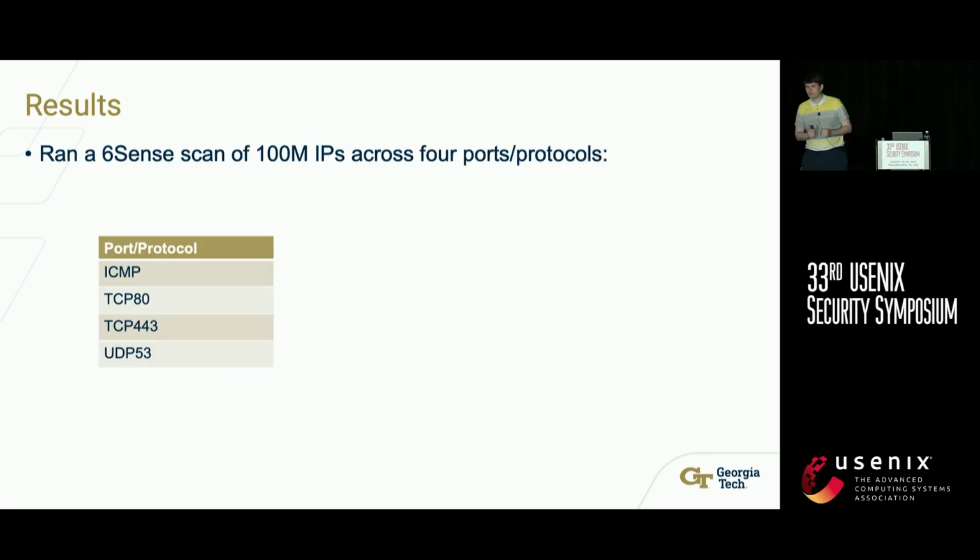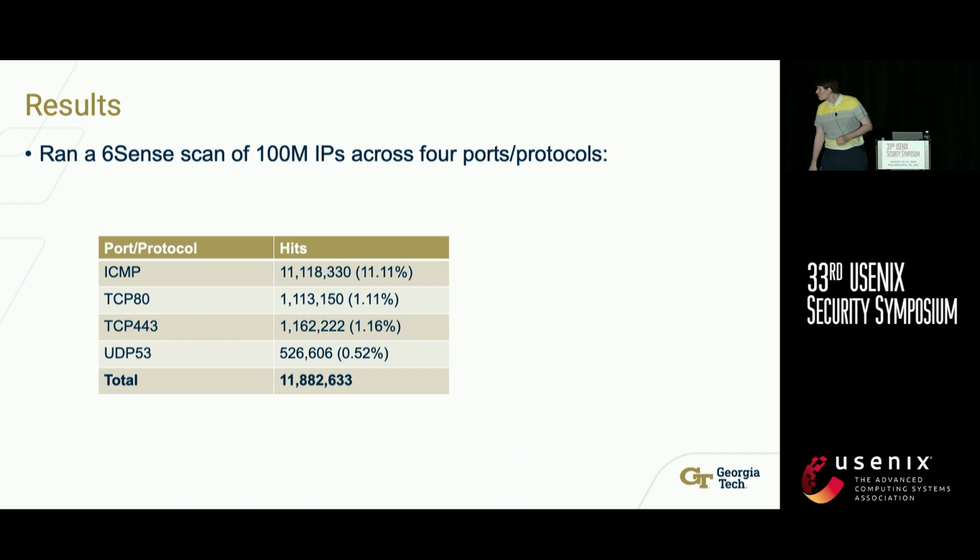Well, to test that out, we used 6Sense to generate 100 million IP addresses across 4 different ports and protocols: ICMP, TCP/80, TCP/443, and UDP/53. We chose these ports and protocols because they're common and because they have interesting security applications. We found over 11.8 million active addresses across these 4 ports and protocols. And for ICMP, this was an 11% hit rate. So that's pretty good. We can find things. But can we find interesting things?